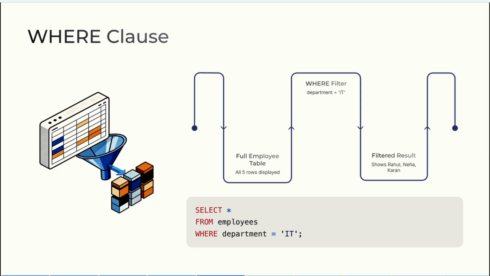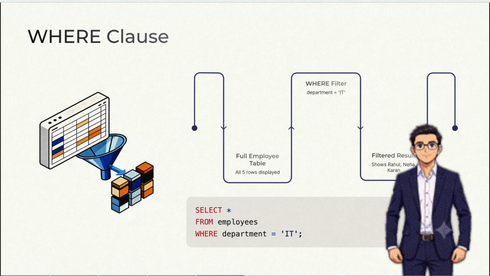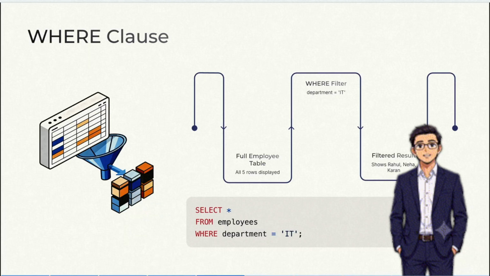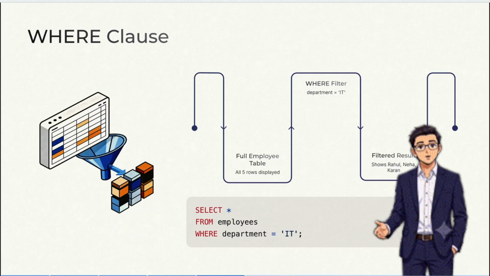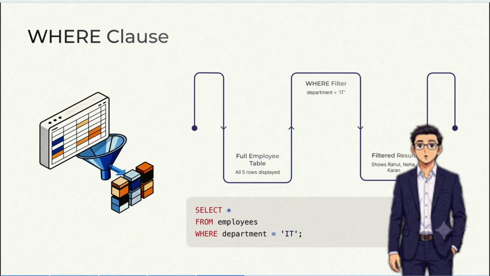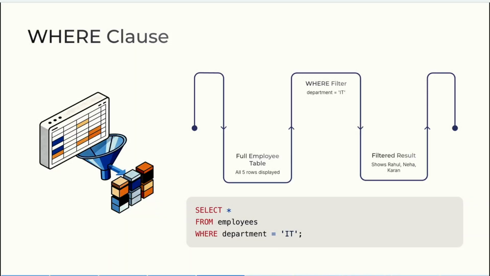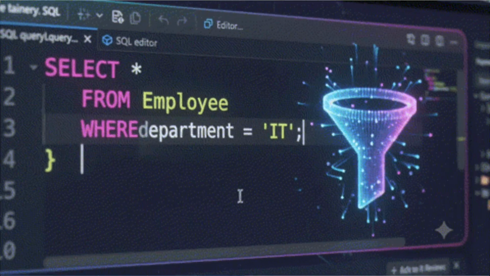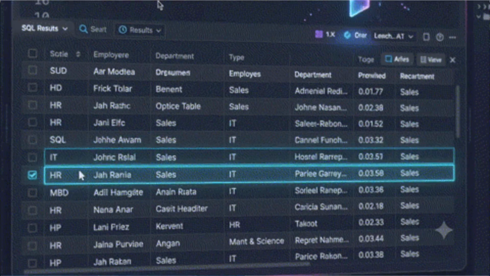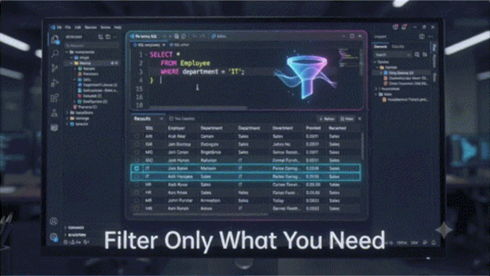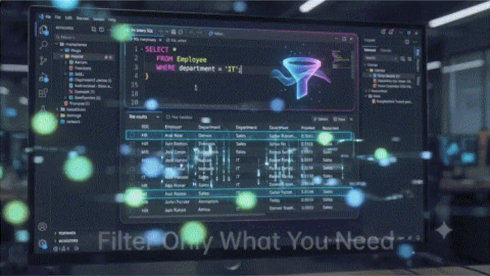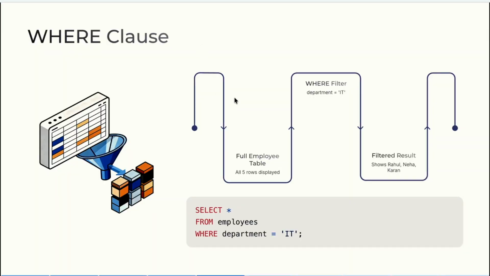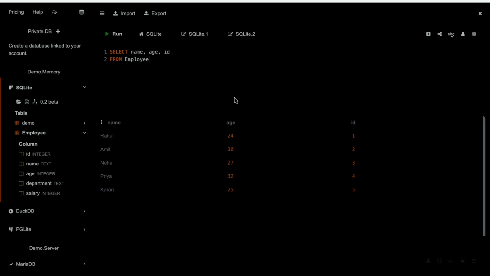Now what is the WHERE clause? Now there are 10,000 employees in your company and you want the data of only those employees who are in the IT department. You don't want to fetch all the rows and then find out your data. What do you do? You can use the WHERE clause. With the help of the WHERE clause, you define the condition. If that particular condition is met, then only the row will be fetched. Now we are going to see this in the IDE.